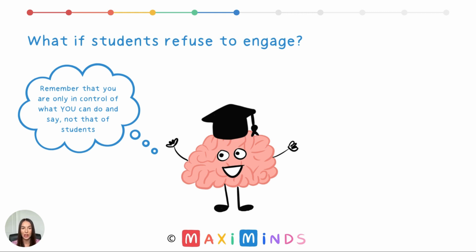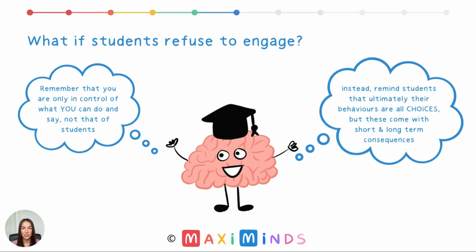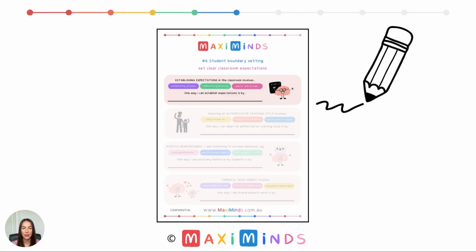Remind yourself that you are only in control of what you can do and say, and not that of students. Motivation is something that's obviously very hard to teach, and ultimately it has to come at some stage from the student. So do remind students that their behaviours are all choices that they have, but they will have to come to terms then with the short and long-term consequences. And we'll look at this and how you can implement this when we look at the next section on how you can help adopt an authoritative teaching style.